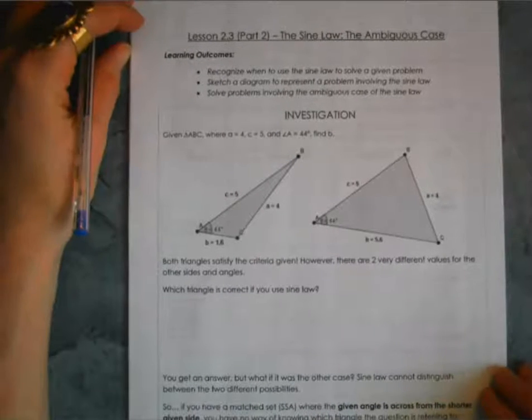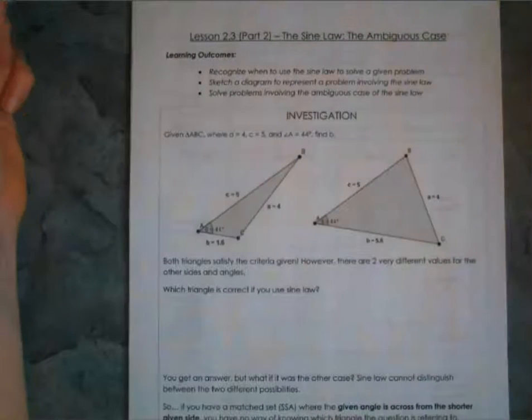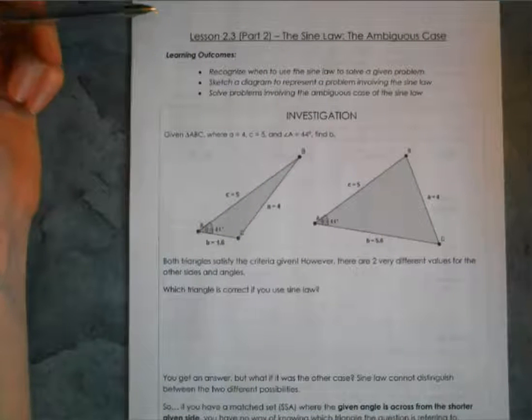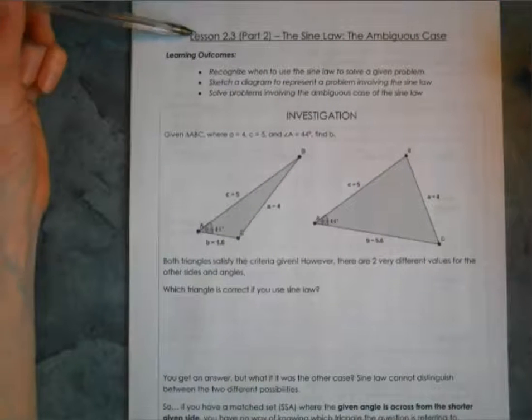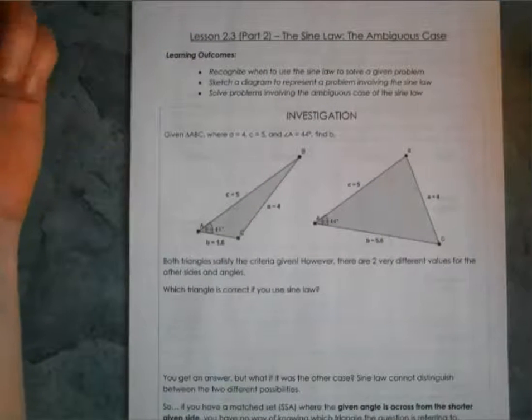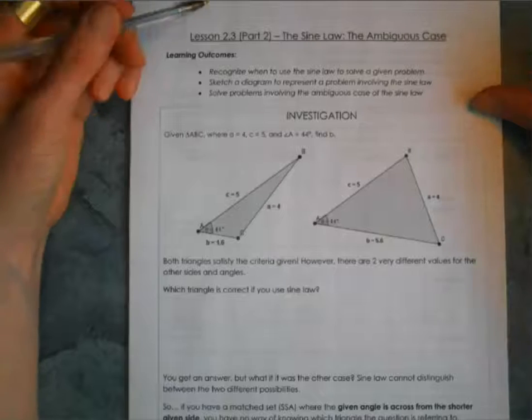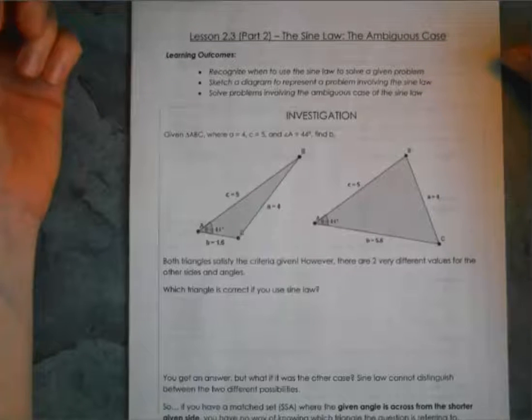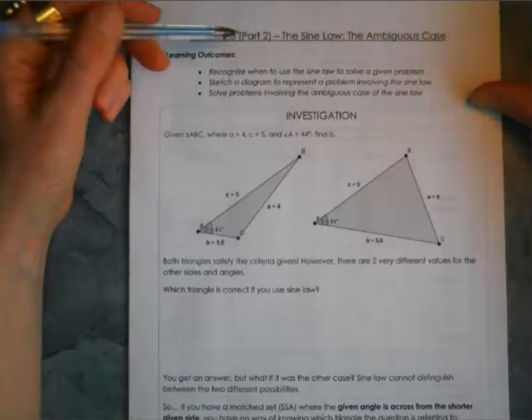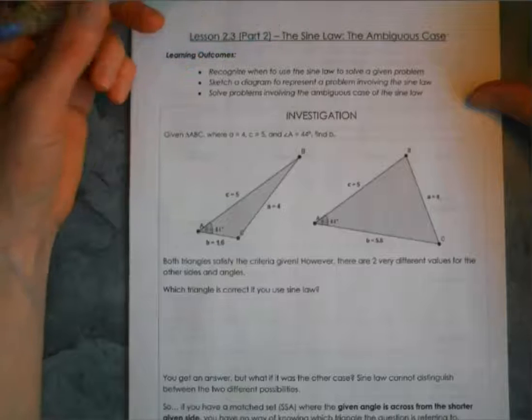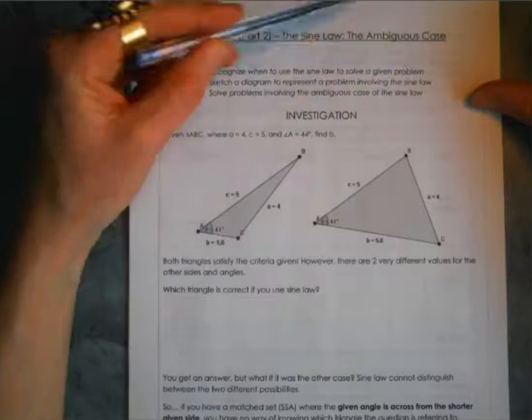So today we're going to be looking at the second part of the Sine Law lesson. If you remember last time we started with lesson 2.3 part 1 where we basically got an introduction to what the Sine Law is. Today this is still the Sine Law, but it gets quite a bit more in depth because we're looking at something called the ambiguous case.